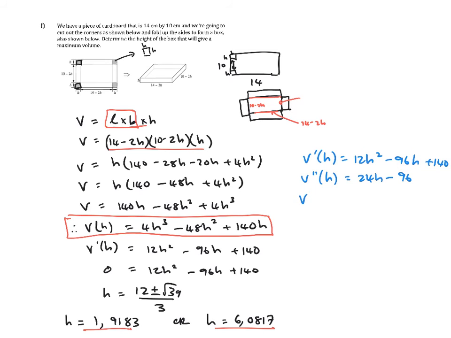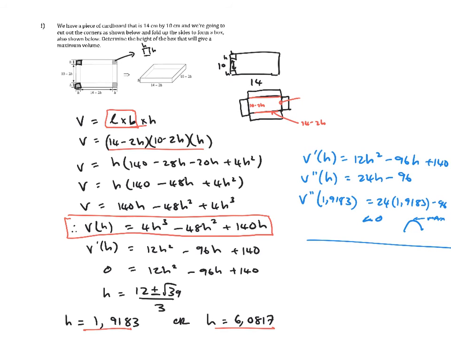In other words, if you substitute 1.9183 into there, you're going to get 24 times 1.9183 minus 96. And so for example, if that was 2, then that would have been 48. So it's just going to be less than 48. Minus 96, that is going to be less than 0, right? You're going to get a negative answer there. Less than 0 means it's concave down. So in other words, you're going to find a maximum turning point.